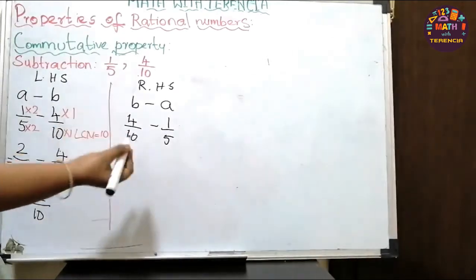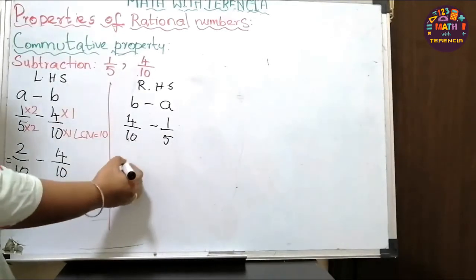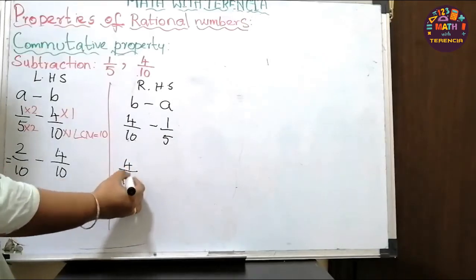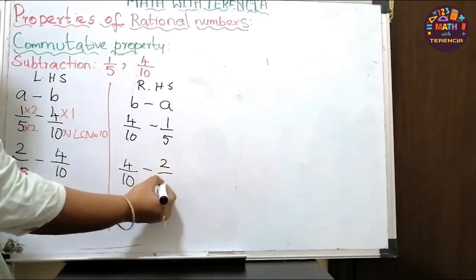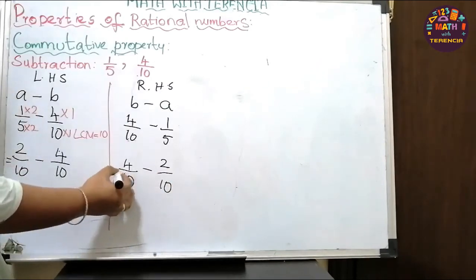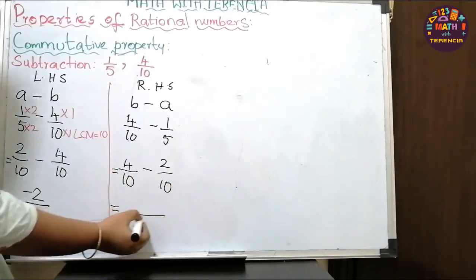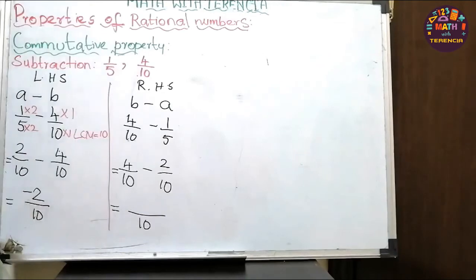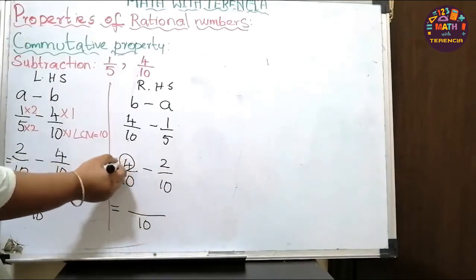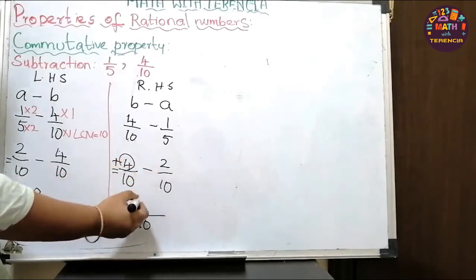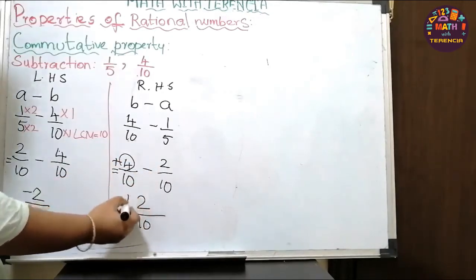Now let me check the RHS. Here also the same LCM process, so you don't have to worry about the LCM. So I'll get 4 by 10 minus 2 by 10. The denominators are same, I have as 10. Now 4 minus 2. 4 is bigger number with plus sign, so 4 minus 2 is plus 2.